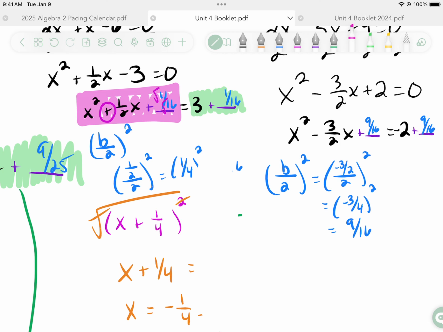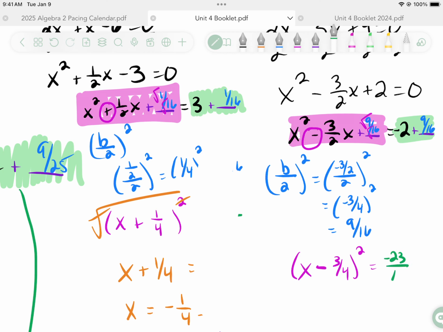So now we have a perfect square trinomial here. So my parenthesis is going to be x. Square root of 9 is 3. Square root of 16 is 4. Whoops, not plus, should be a minus. It's going to be a minus sign because of this sign here. Take your calculator. -2 plus 9/16 is -23 over 16.